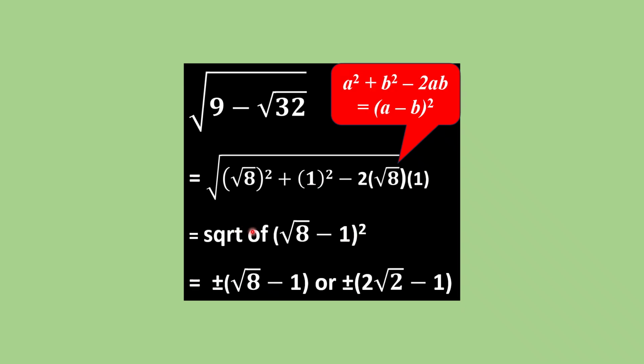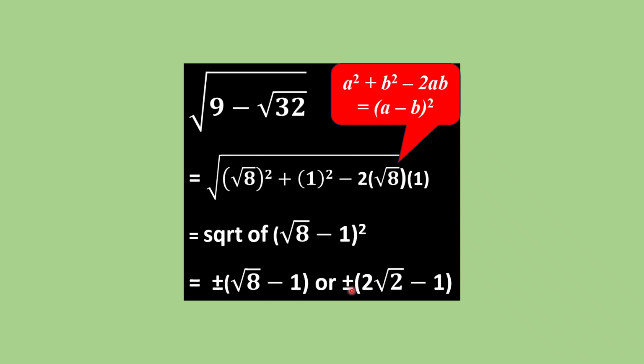And when we take the square root, we will get root 8 minus 1. We will prefix the mandatory plus or minus sign. So plus or minus within bracket root 8 minus 1, that is the square root required. Root 8 you can also write as 2 root 2. So we can write root 8 minus 1 or 2 root 2 minus 1, that is the required square root. Only prefix the mandatory plus or minus sign.